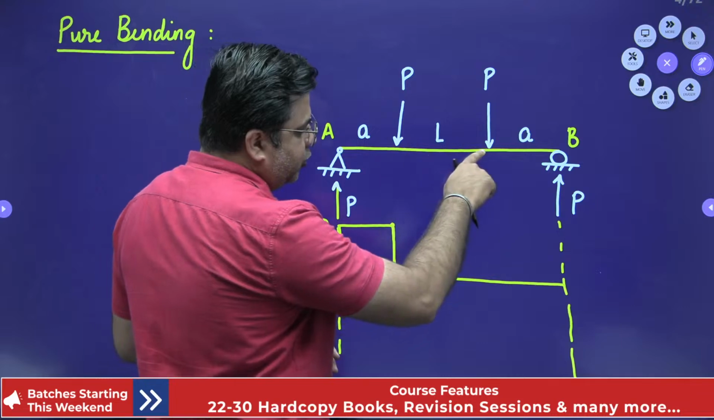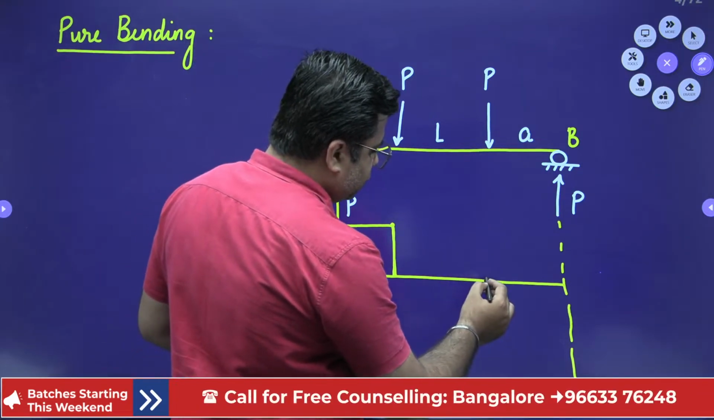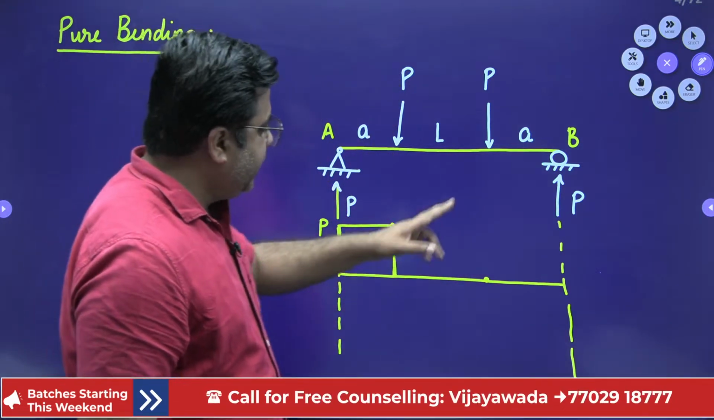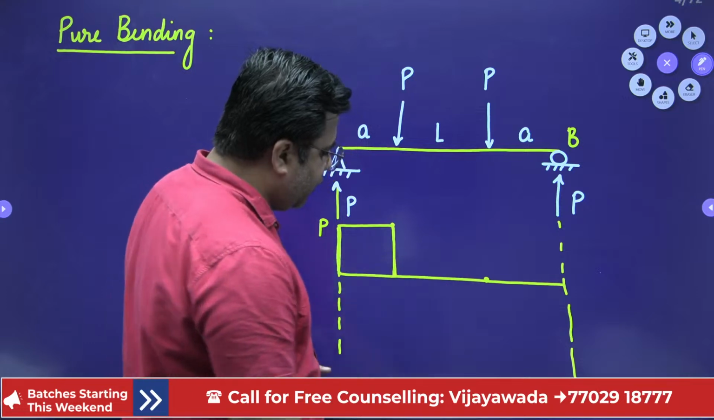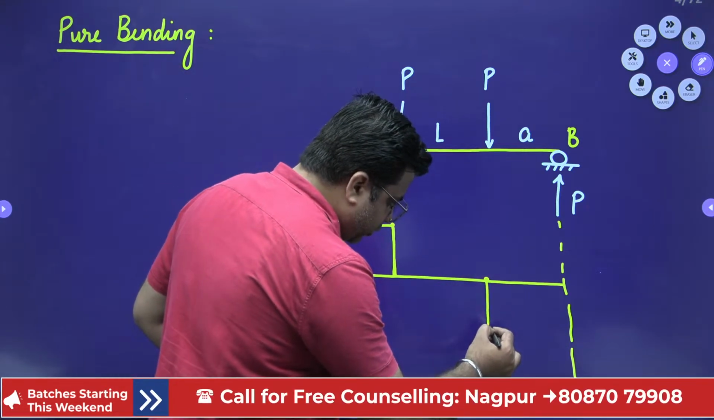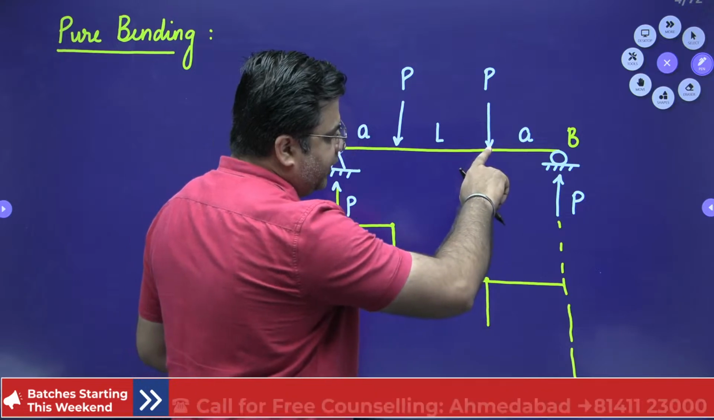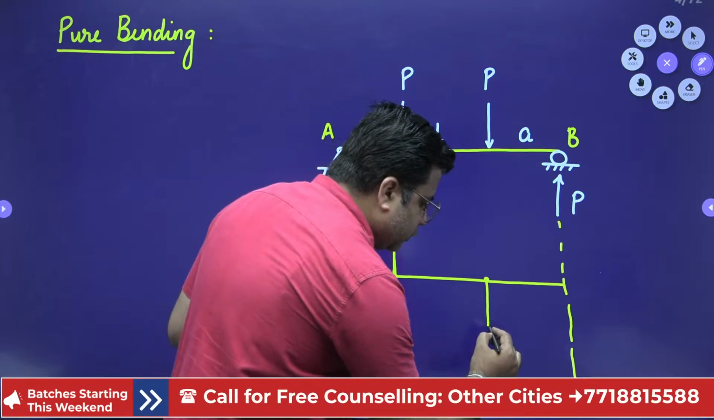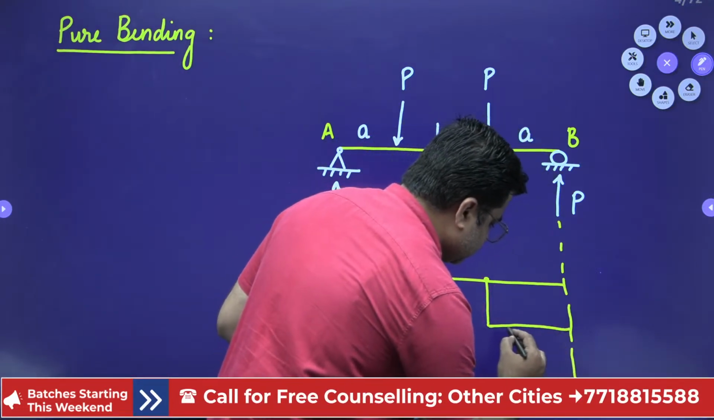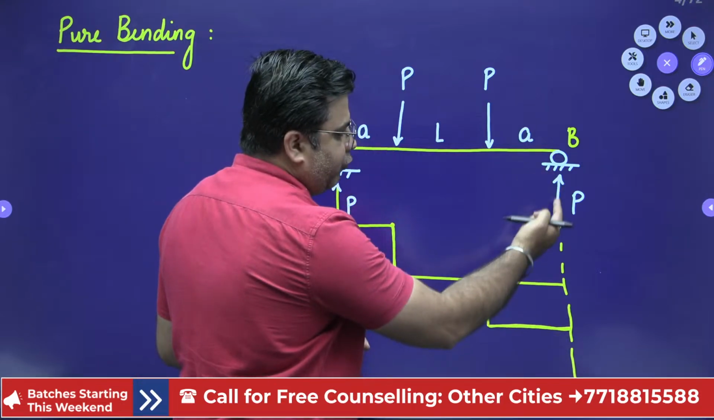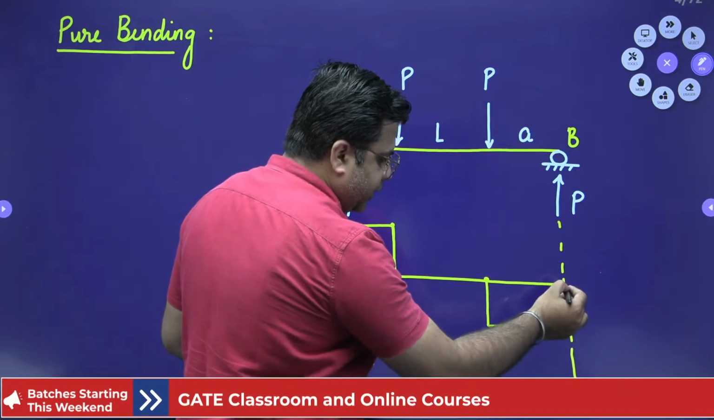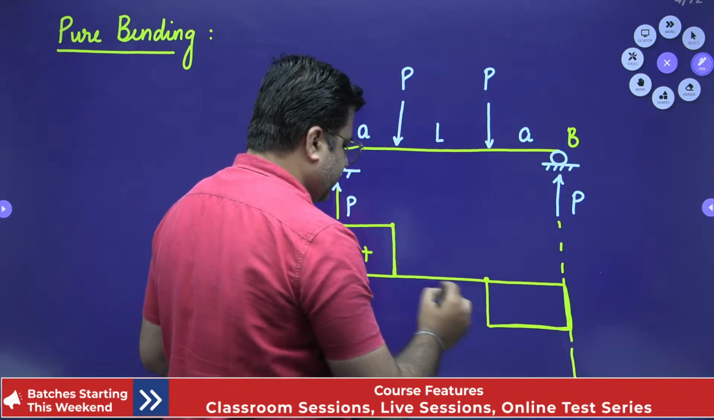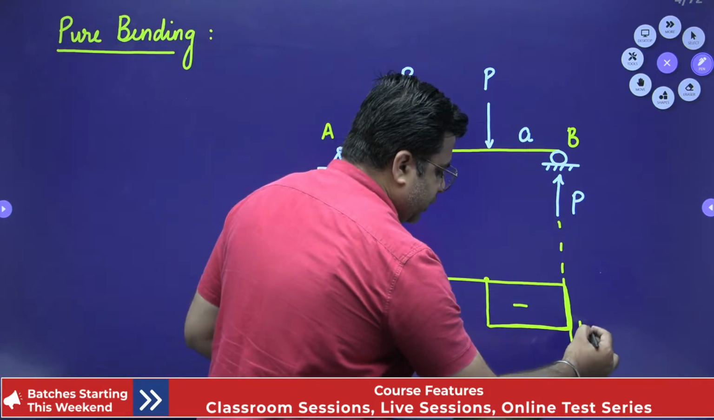Again, from this point to this point, there is no point load acting, so up till this point the shear force diagram will be 0. Okay. Then at this point, I have to again move down by the amount of P, like this. Then between this point and this point, no load is acting, therefore the shear force diagram will be constant like this. Then at this point, I have to move up by the amount of P. Right. So this is my shear force diagram for this beam. This is positive and this is negative, and this is P.